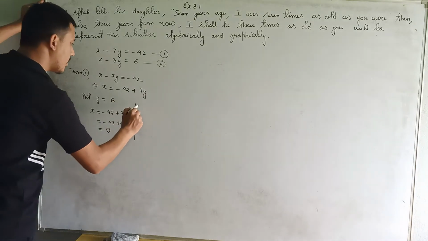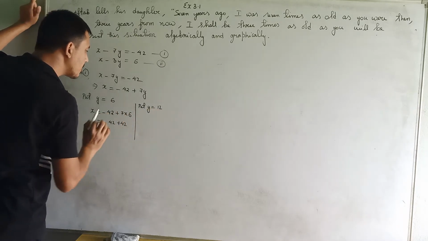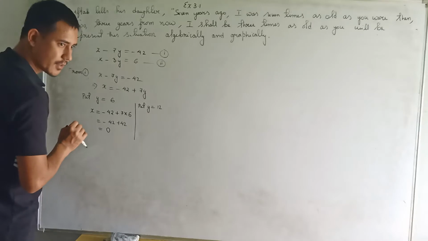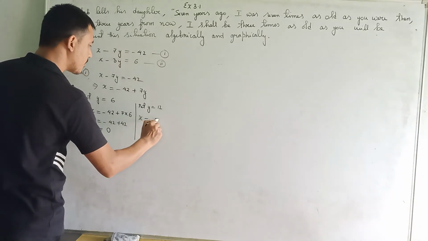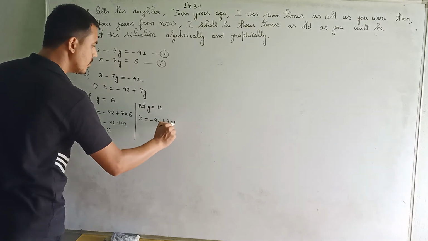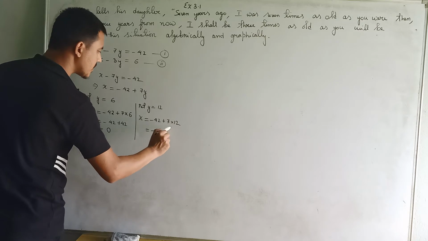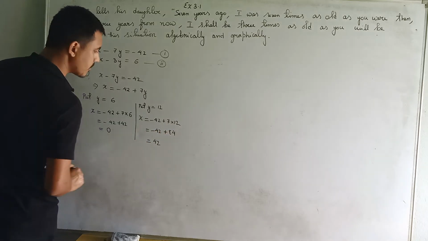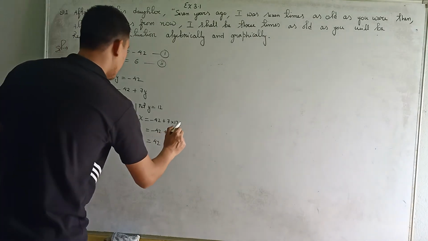You can try putting y is equal to 12. That means I'm keeping y in multiples of 6, right? Let's see. Then your x will be equal to minus 42 plus 7 into 12. Minus 42 plus 12 sevens is 84. That is how much? 42. Okay.